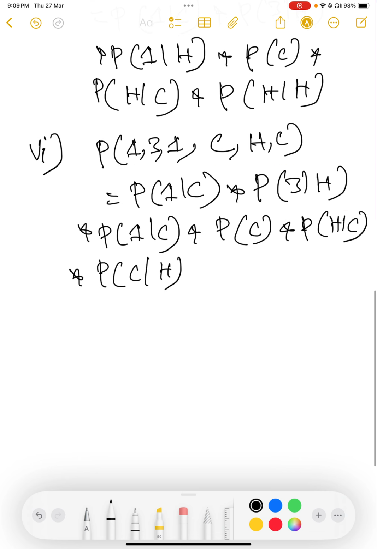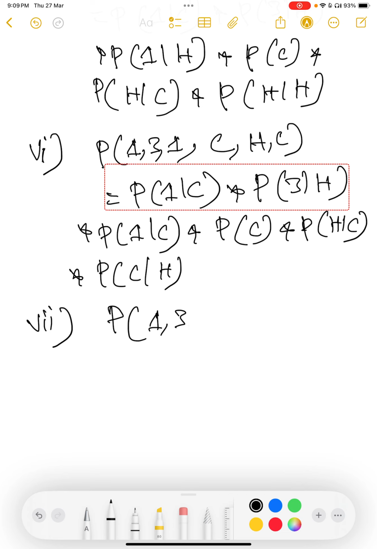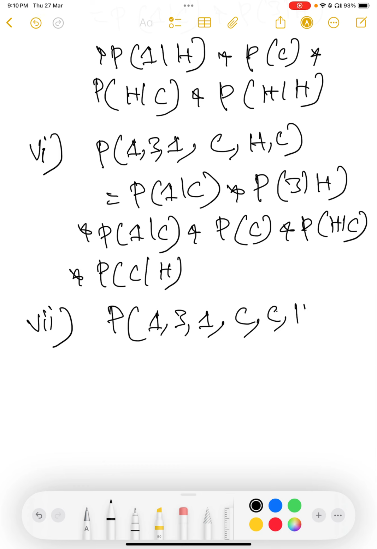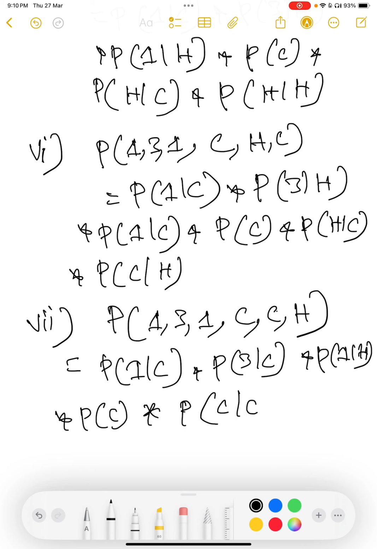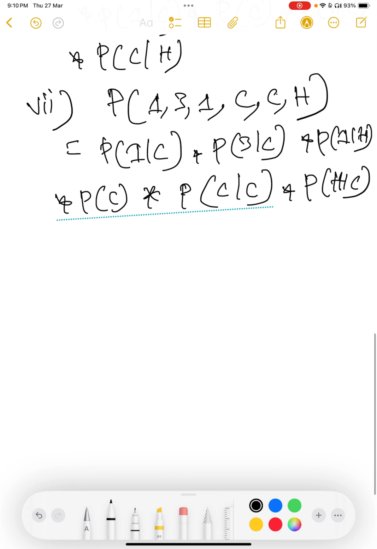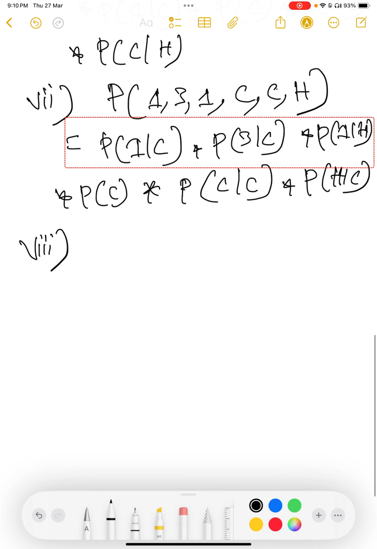So you got the sixth, and then the seventh one. In the seventh, you have 1, 3, 1, comma, C C H. It will be probability of 1 given C into probability of 3 given C into probability of 1 given H into probability of C, probability of C given C, into probability of H given C. So again we have got another one, and now the final one.